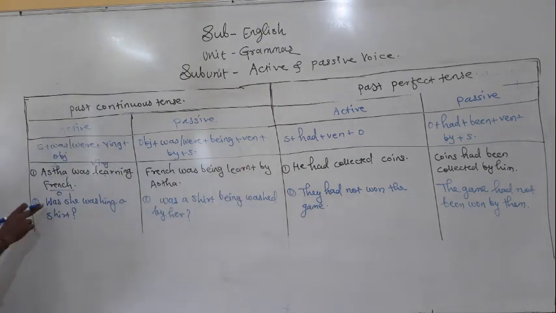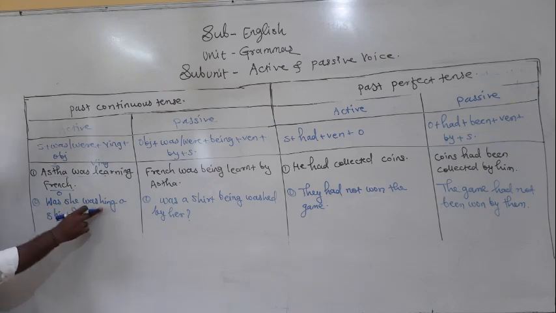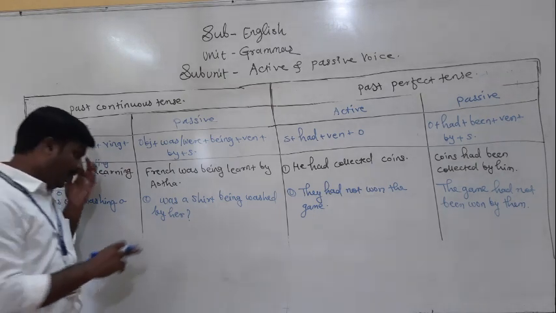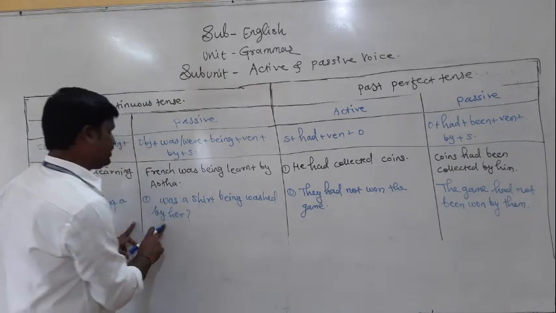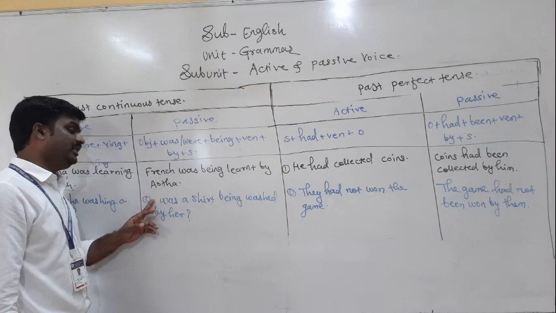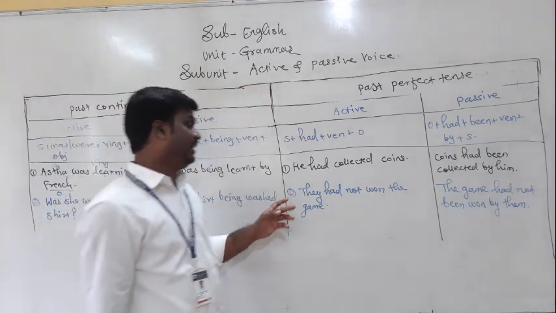Next is here. She was washing a shirt. A shirt was being washed by her.